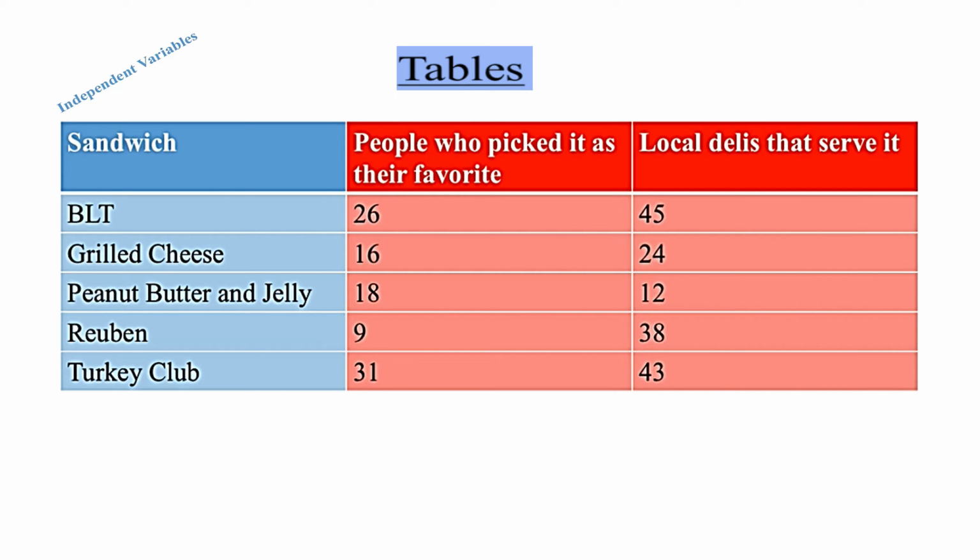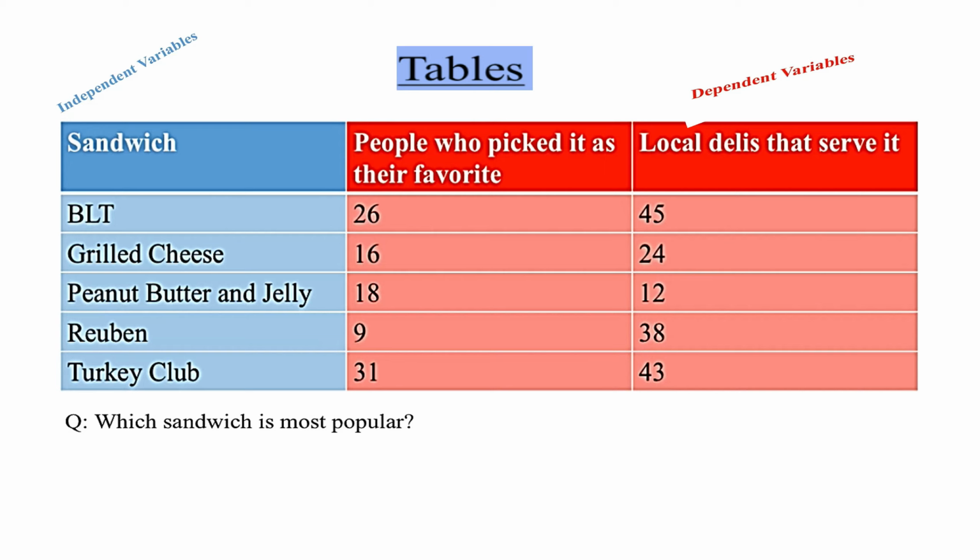And the things that change depending upon that sandwich, the dependent variables, are these people here who pick it as their favorite and the local delis here that serve it. Okay? Which sandwich is most popular? This is the question. Well, which sandwich had the most people picking it as their favorite? We look at this one here.